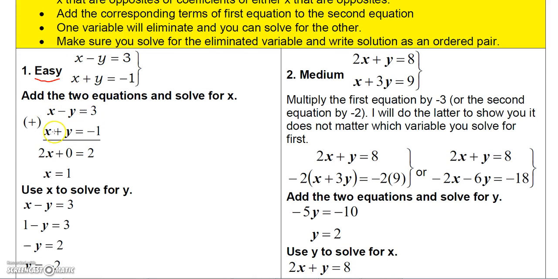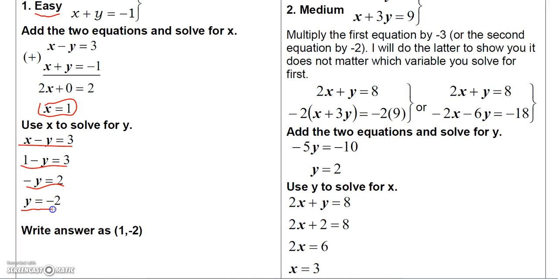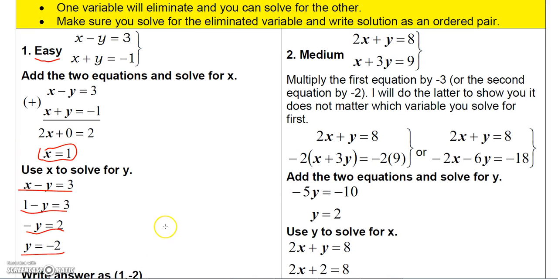So if I take the first equation and add it to the second equation, you'll see that x plus x gives me 2x, and then minus y plus y gives me 0, so they just cancel, and then 3 plus negative 1 gives me 2. So I have 2x equals 2, and if you divide both sides by 2 you get x equals 1. Then you can take the 1 and plug it back into either one of these equations and solve for y. If I plug it back into the first equation, I get 1 minus y equals 3, subtract 1 from both sides, and I get minus y equals 2, and then multiply both sides by negative 1, and y equals negative 2. So the answer is (1, negative 2).